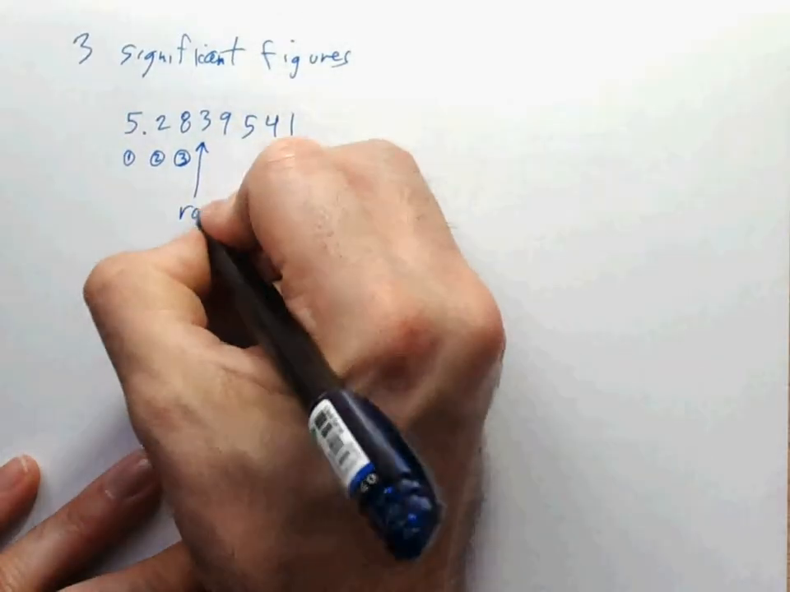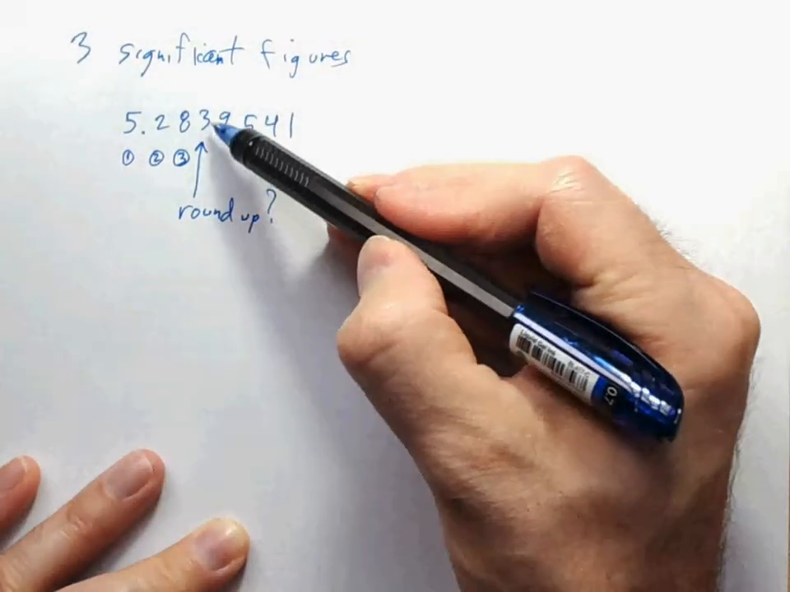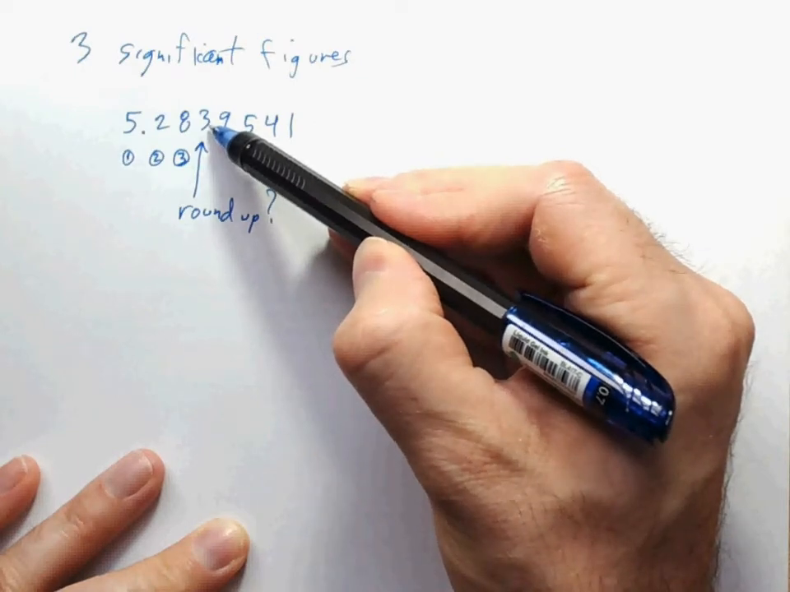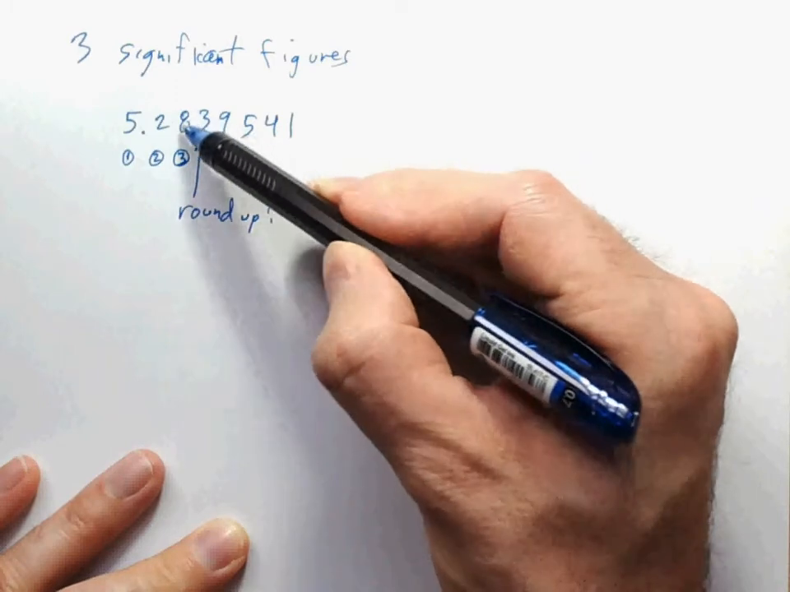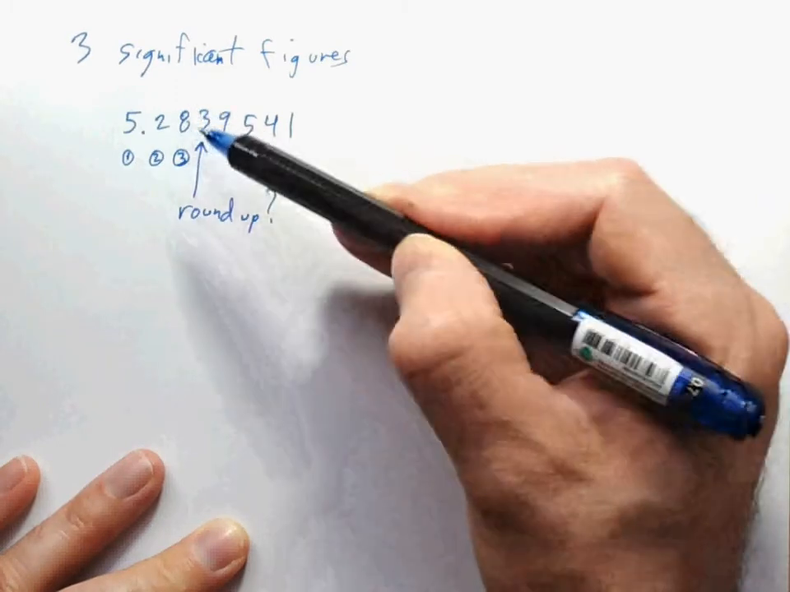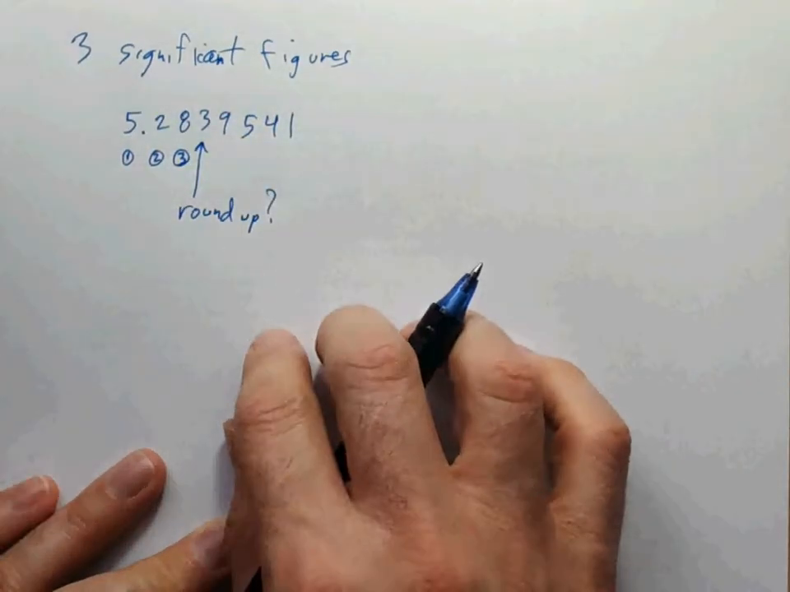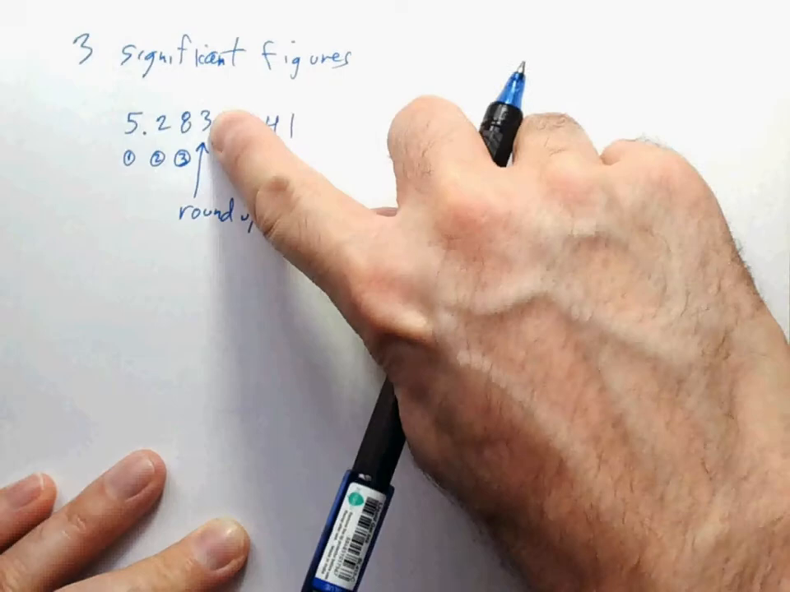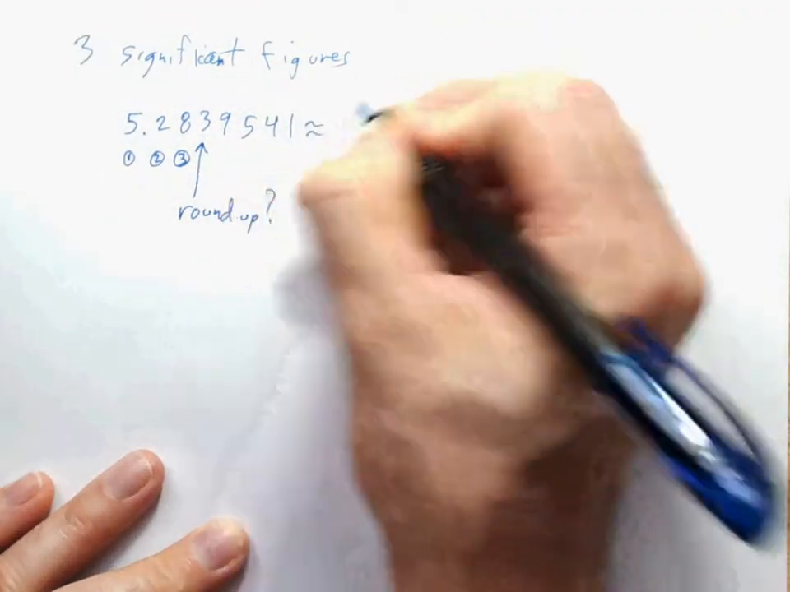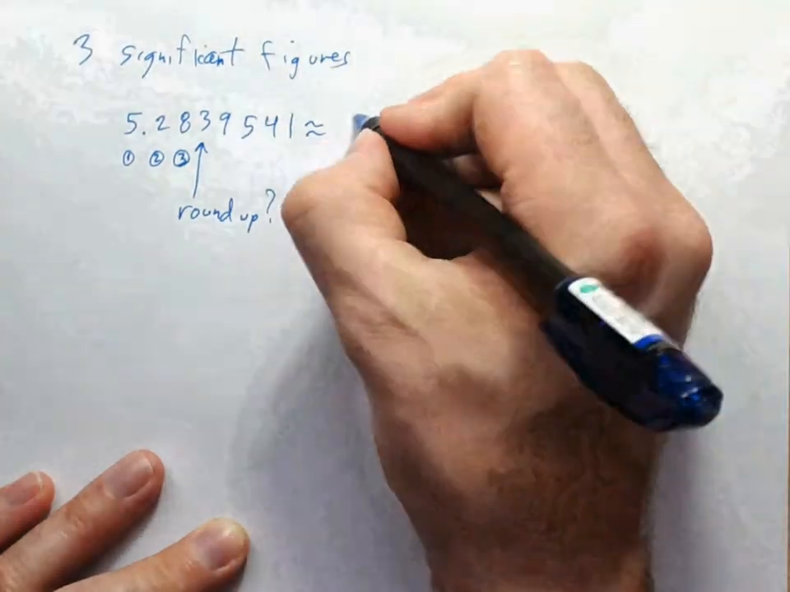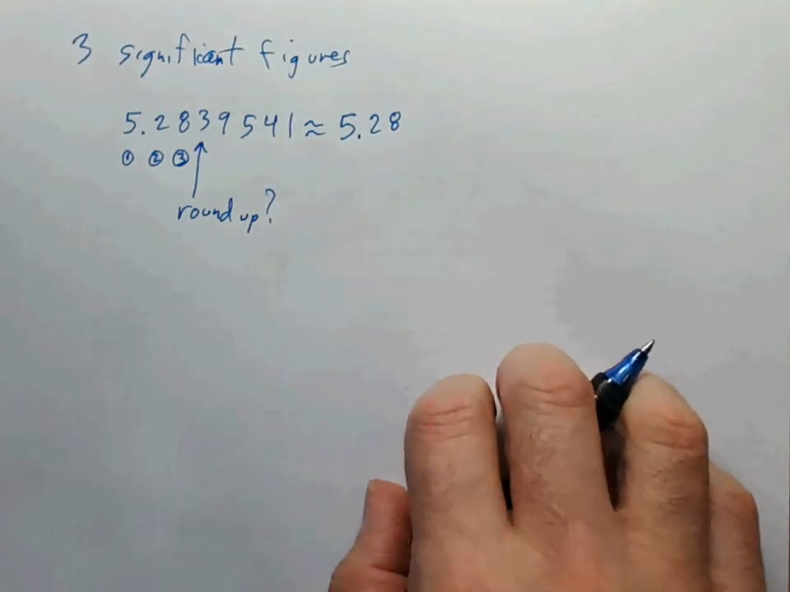Okay, do I need to round up? That's the question. If this number is a 5 or greater, 5, 6, 7, 8, or 9, that means I round up and I change the number ahead of it to the next number up. And if that means I have to change the next one up, of course, that is a cascading effect. In this case, this is a 3, so I don't need to round up. So that means this is approximately equal to 5.28.